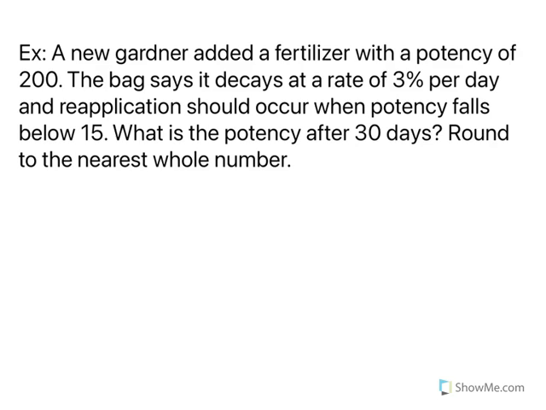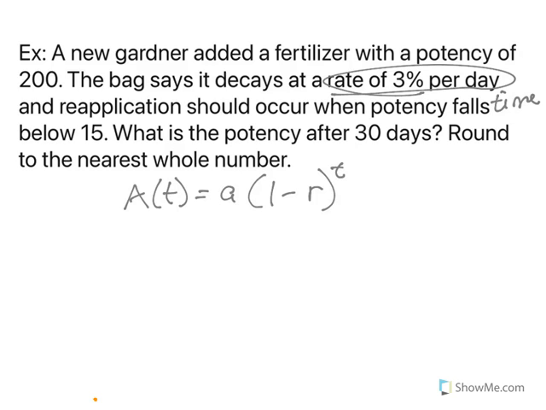Okay, a new gardener added a fertilizer with a potency of 200. The bag says it decays at a rate of 3% per day, and reapplication should occur when the potency falls below 15. What is the potency after 30 days? Okay, because it says decays at a rate of 3% per day, this is by time, so we are using the formula A sub t equals a times (1 minus the rate) raised to the time, because we have a time period. It's not continuous, it's by time.